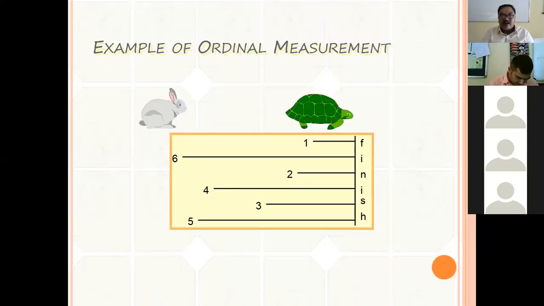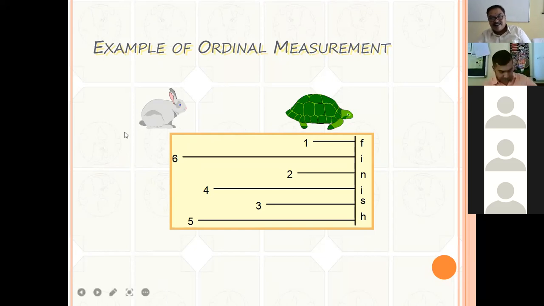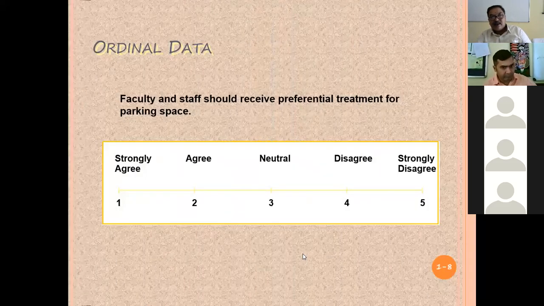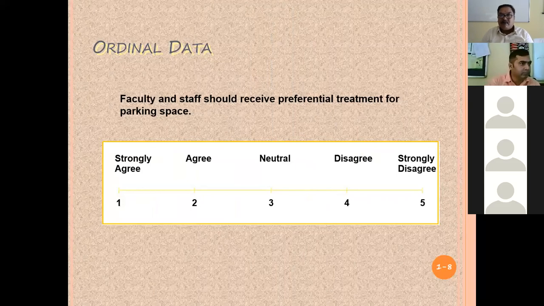The other way, like the good old story of the tortoise and the hare, you know who comes first, who comes next. Another example is giving 1 for strongly agree, 2 for agree, 3 for neutral, and 4 for disagree, 5 for strongly disagree. Like that, we can also give numbers.